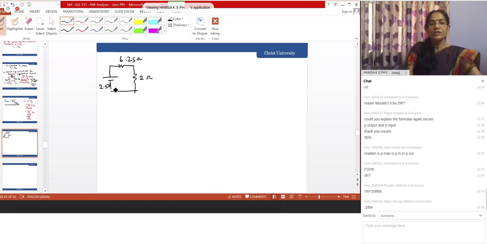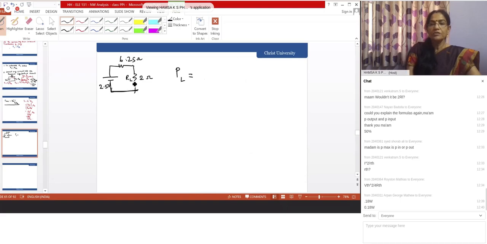So this is the circuit that is given to us. Oh, right, this is not the circuit for maximum power transfer. If this is the circuit, what will be the PL value? So this is RL. What will be the PL value here?